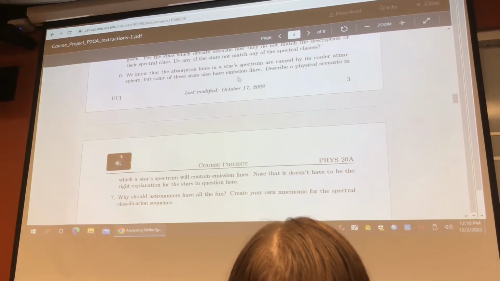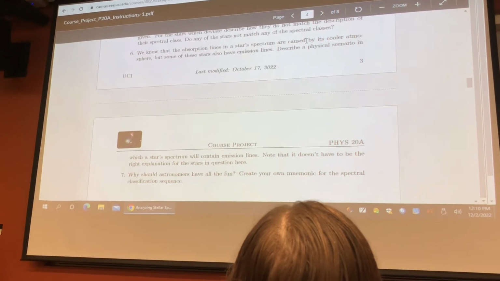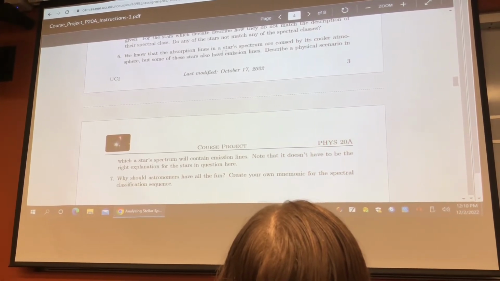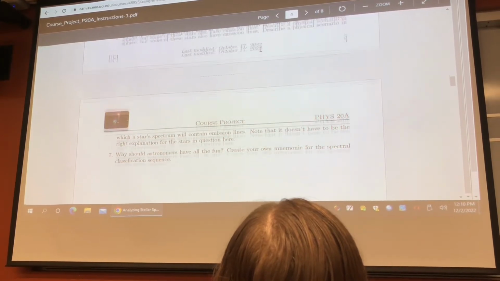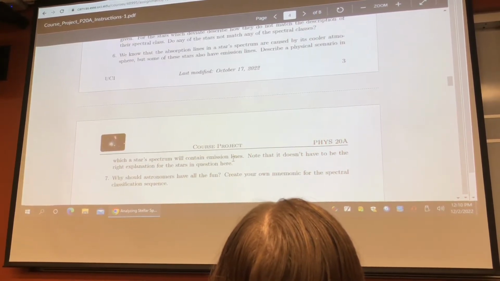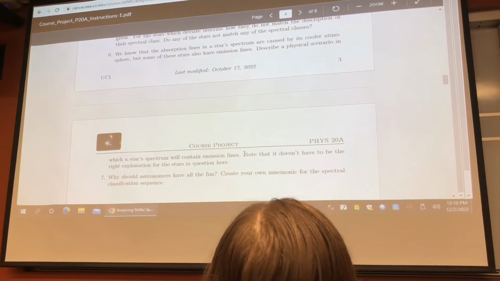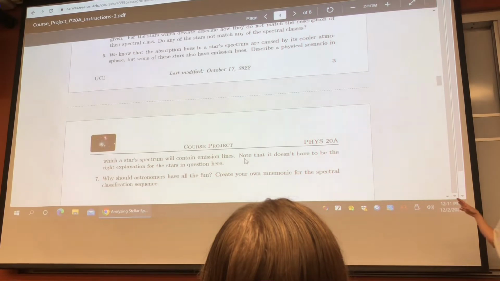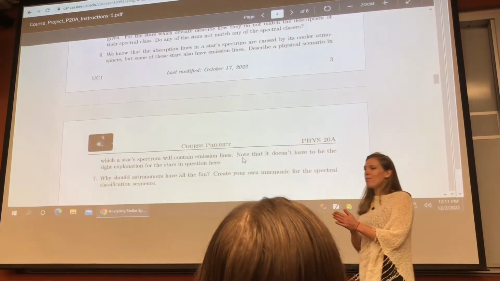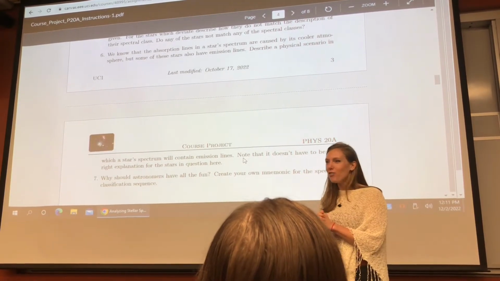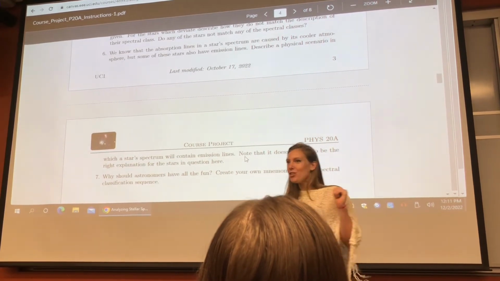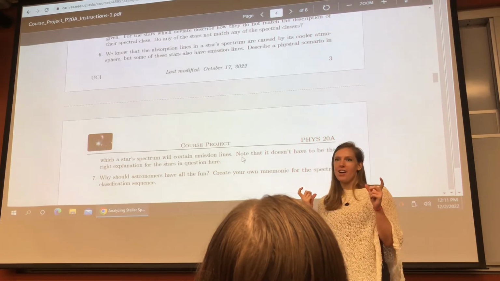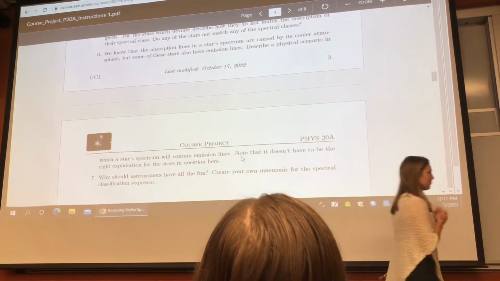Number 6, we know the absorption lines in a star's spectrum are caused by its cooler atmosphere, but some of these stars also have emission lines. Describe a physical scenario in which a star's spectrum will contain emission lines. And this does not have to be the right explanation for the stars that you chose. So this one is probably the trickiest one because this final project hopefully is pretty straightforward. I'm not going to give you too many hints on this. I really want you to think about it. Again, looking for a short paragraph, so 4 or more sentences.